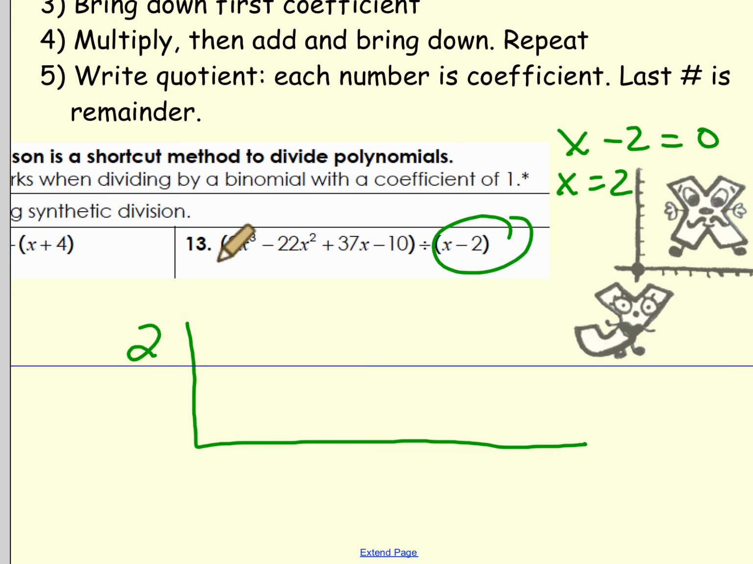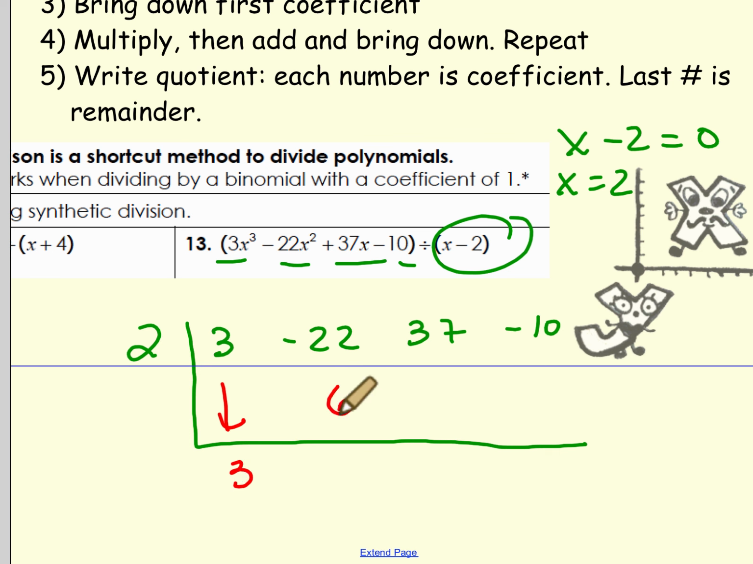Now we do coefficients. First, I make sure I have all of the ones I need. 3, 2, 1, 0. 3, negative 22, positive 37, negative 10. And now we bring down. We multiply. 3 times 2 is 6. So remember, we're multiplying. Add. And that would be negative 16. Then we multiply, negative 32.